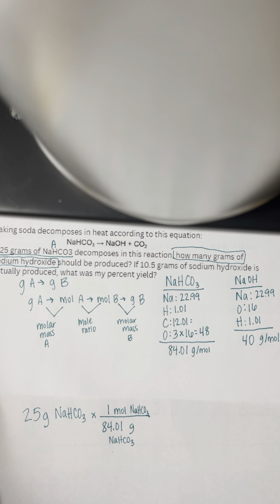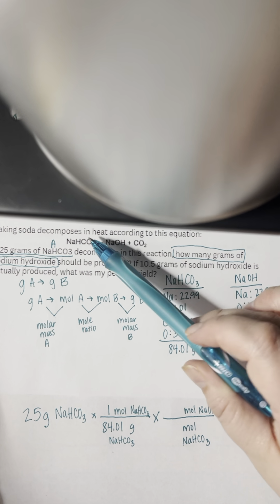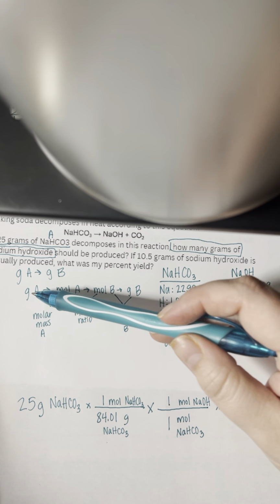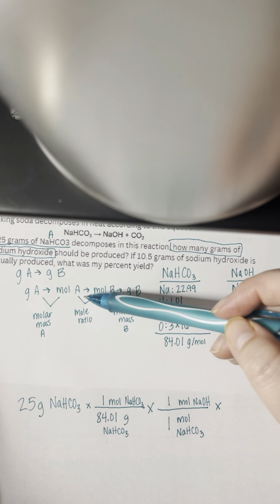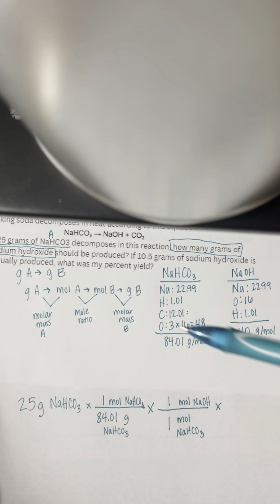Now, if you're like, well, what numbers do I put here? Look at the coefficients for each of these. So NaOH is right here, and there's no number written, which means that is a 1. And then NaHCO3 is right here. There's no number out front, so that means that is also a 1, okay? Now, last step we just did, so we now have the grams to moles of A and the moles A to moles B.